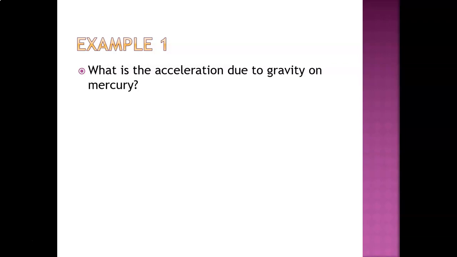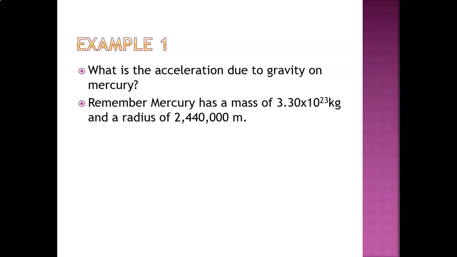So example number 1. What is the acceleration due to gravity on Mercury? Well, we have to remember that Mercury has a mass of 3.3 times 10 to the 23 kilograms and a radius of 2.44 times 10 to the 6 meters. Okay, and that was from the slide before. So g is equal to capital G M over r squared, and that M is the mass of Mercury, and the r is the radius of Mercury if we want to know the acceleration due to gravity near the surface of Mercury.